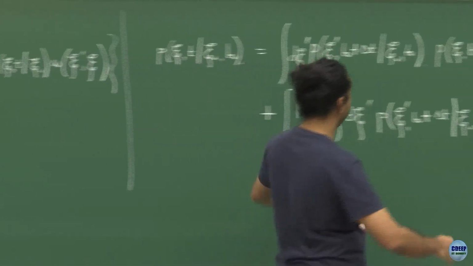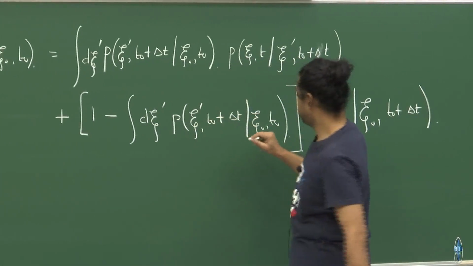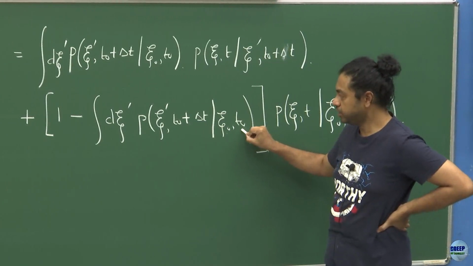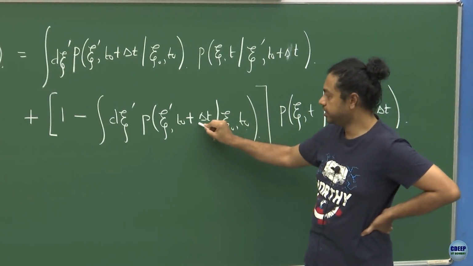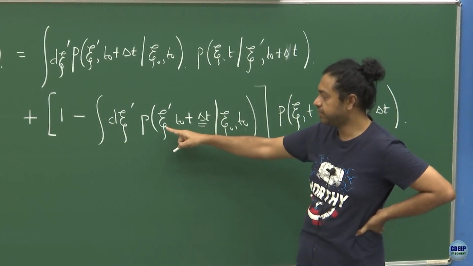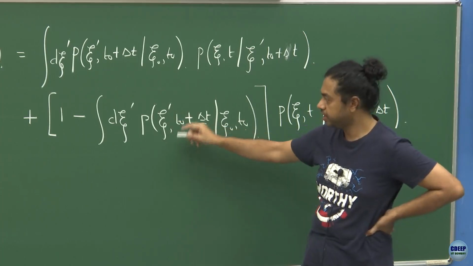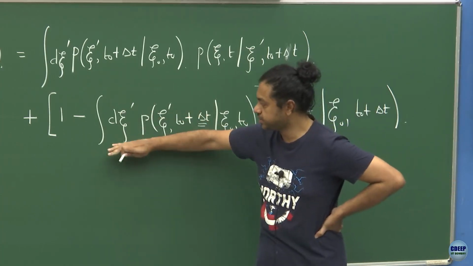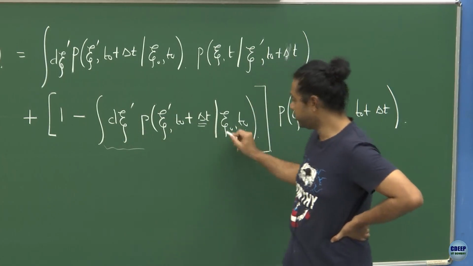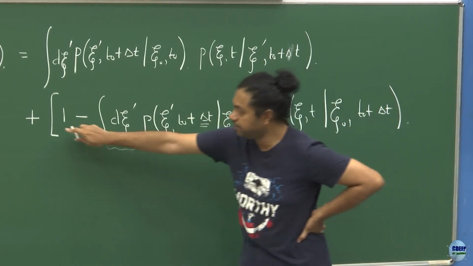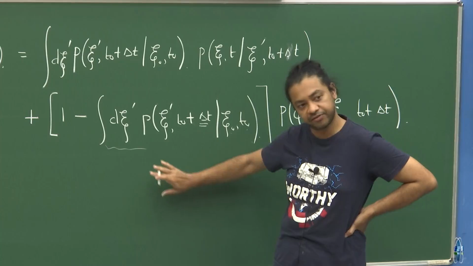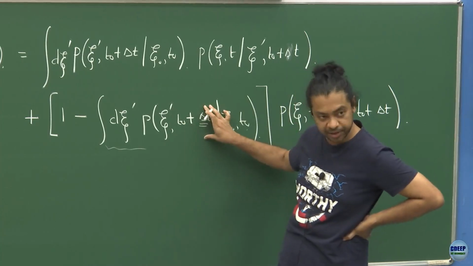So, this term, so I was at psi naught at time t naught. In an interval of time delta t, if I have gone to any other state psi prime integrated over all states, this is the total probability that I have moved out of psi naught, and 1 minus this is the probability therefore that I have stayed at psi naught after this time delta t.